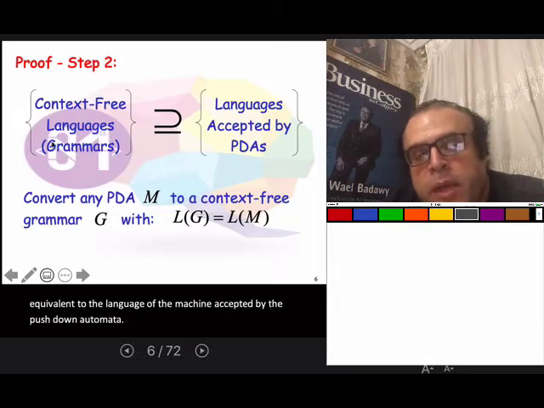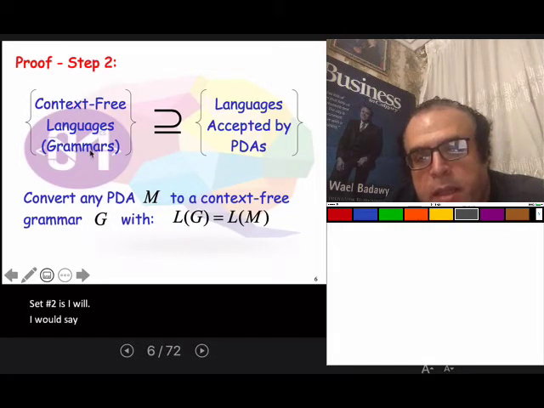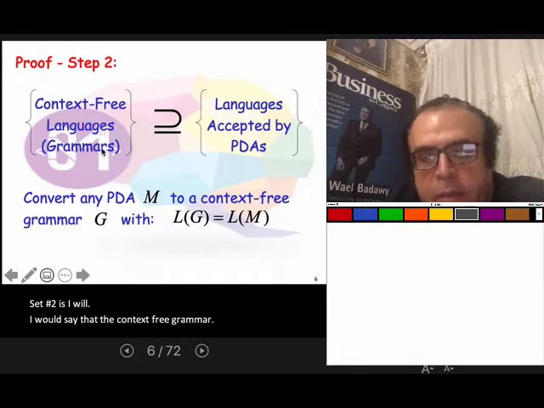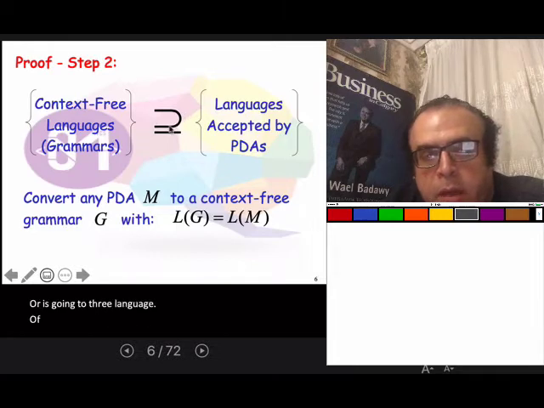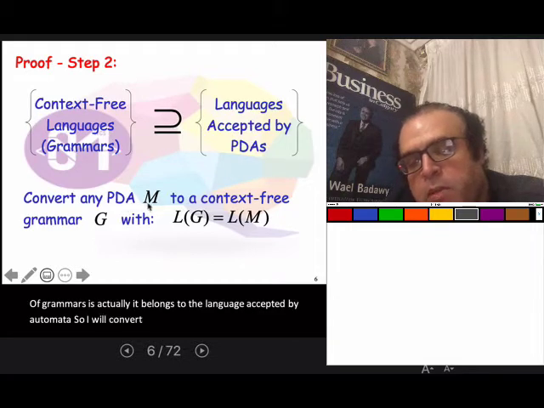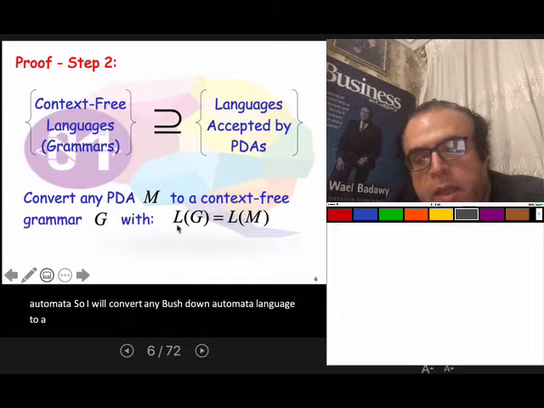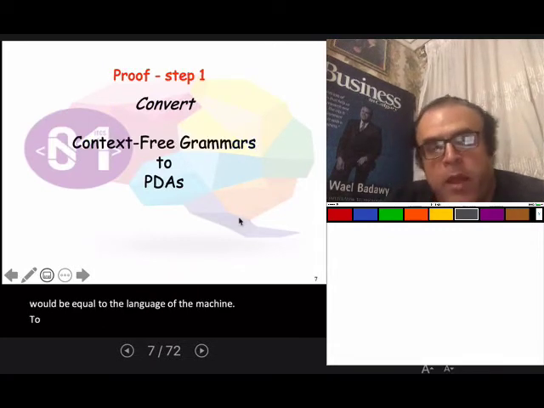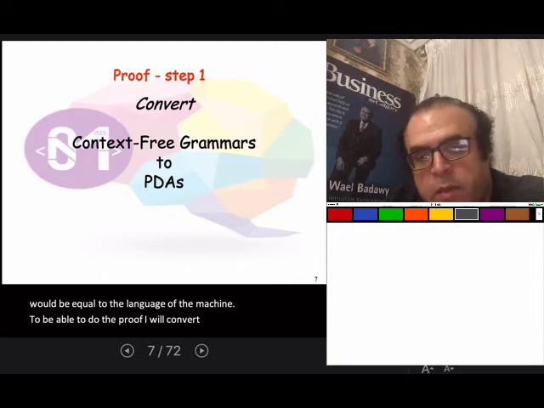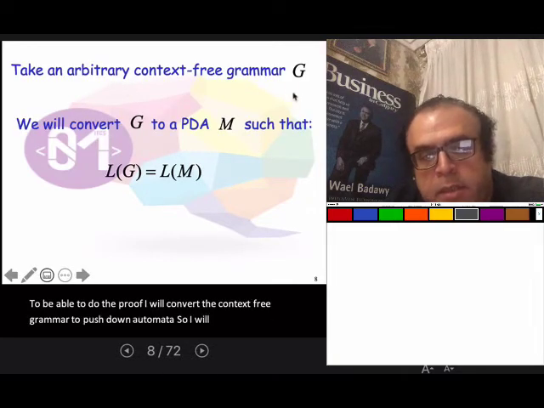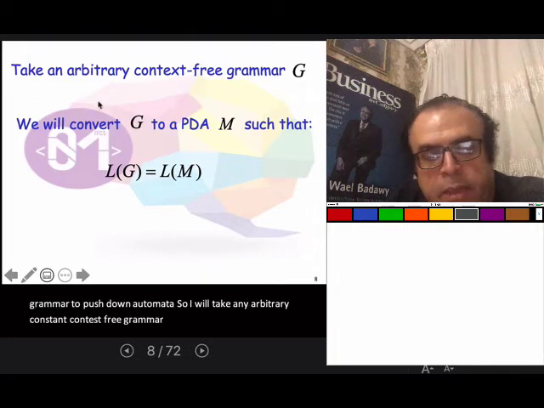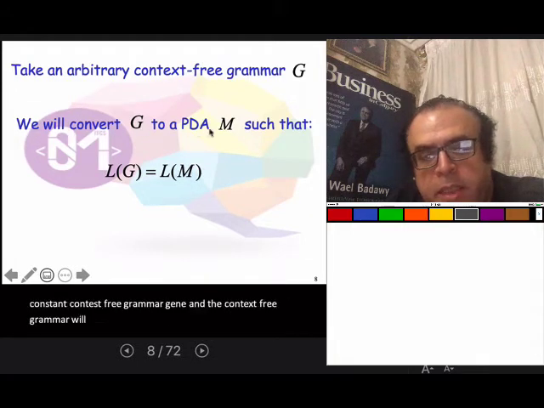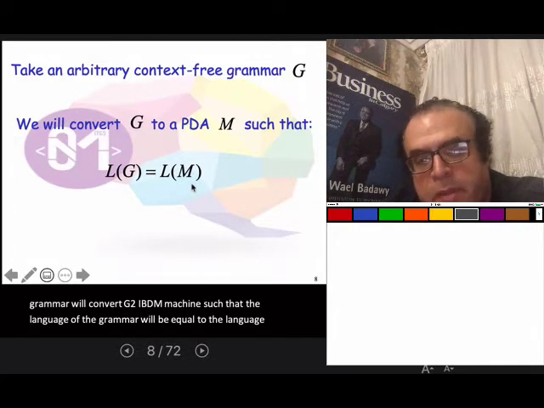Step number 2 is I will say that the set of languages accepted by push-down automata belongs to the context-free languages. So I will convert any push-down automata language to a context-free grammar, where the language of the grammar will be equal to the language of the machine. To be able to do the proof, I will convert the context-free grammar to a push-down automata. So I will take any arbitrary context-free grammar, G, and convert G to a PDA, a machine, such that the language of the grammar will be equal to the language understood by the machine.